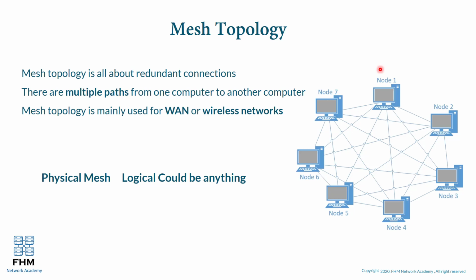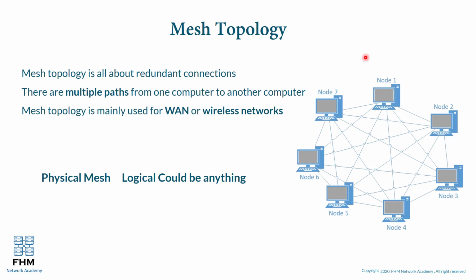So we don't have shared media or shared connection. Every single node has its own connection to another node. I mean, if you take a look at this picture, you would see that node 1 has a specific connection to node 4 and node 5 and all other nodes through the network. So this is why the mesh topology is all about redundant connection.